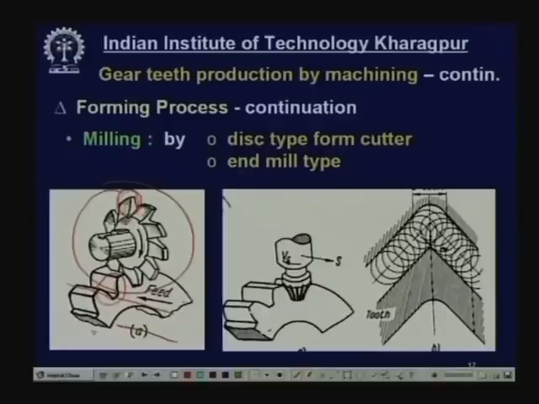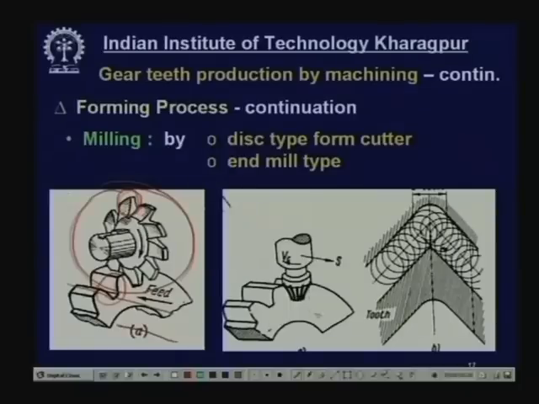Now if the gear is very large, maybe 30 feet or 40 feet, and the teeth are also very big, maybe say 50 or 60 millimeter like that, then if we take this type of cutter, it is a very large cutter, and the machine tool will also be very large. In such case, for such large gears, end mill type gear cutters are used, whose outer profile resembles the gap between two teeth. So this is the shape of the milling cutter. That's a forming process.